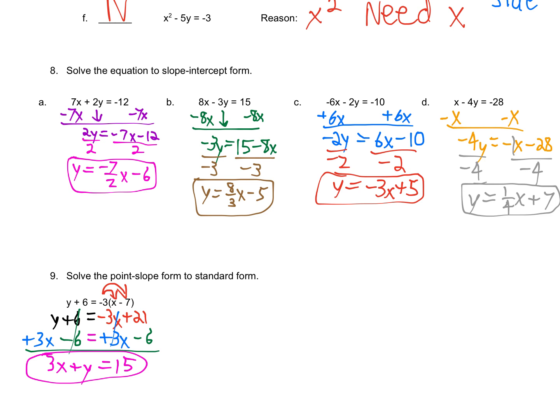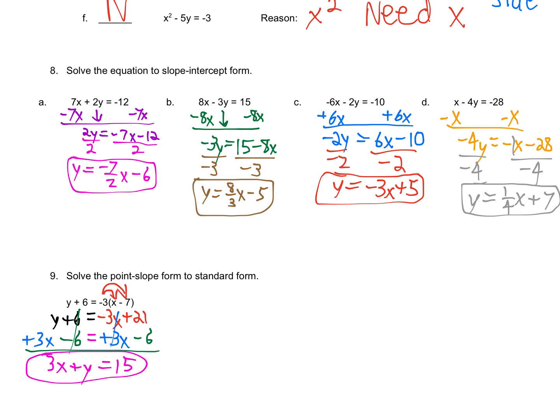15 divided by -3 is -5. -8 divided by -3 is 8 over 3. So we get y equals 8 over 3x minus 5. And again, could have written y equals -5 plus 8 over 3x. Doesn't matter which one you do first. You can do the slope and x first and then the y-intercept, or I can do the y-intercept first and then the slope and x.